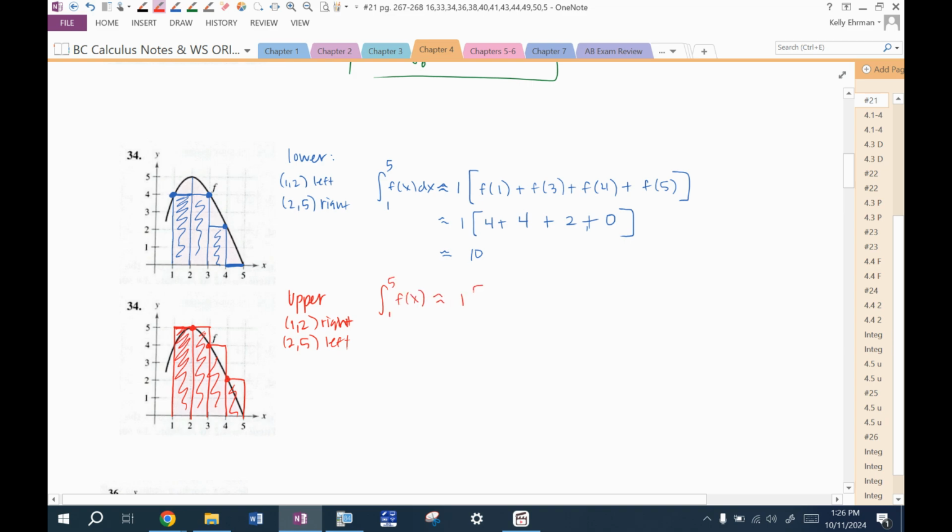All right, so that means that the integral from 1 to 5 of f of x dx is about equal to the width of 1 times f of 2. That's the height of the first rectangle. There's another f of 2, the height of the second rectangle. And then it's f of 3, and then it's f of 4. And so that's 5 plus 5 plus 3 plus 4. That's 17. So this time we know that the actual area is somewhere between 10 and 17. So I'm going to write that like this. And that's my final answer.